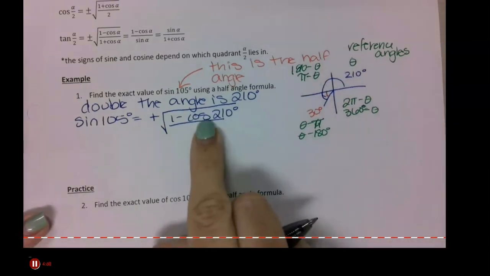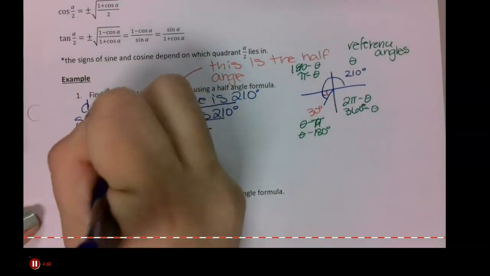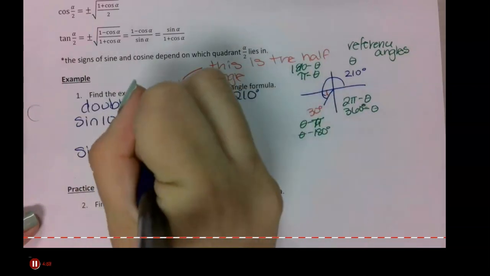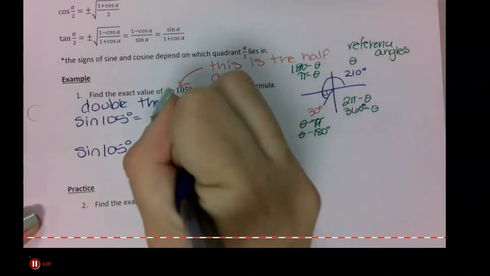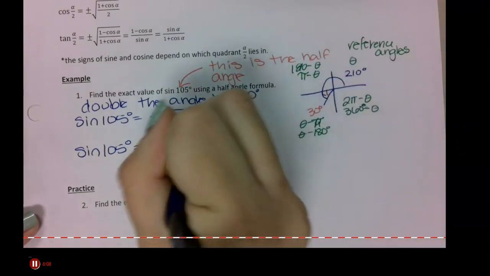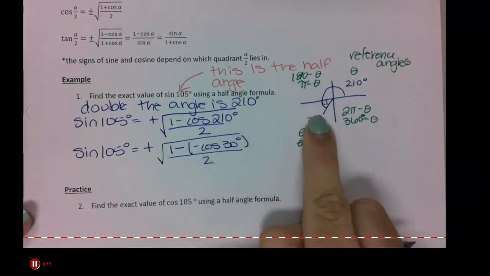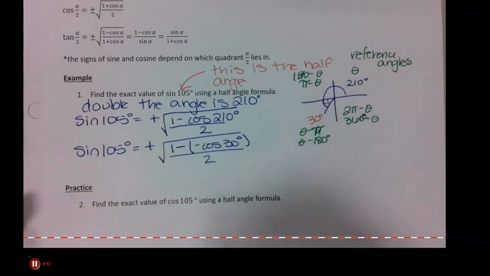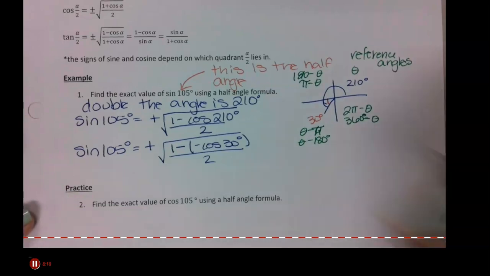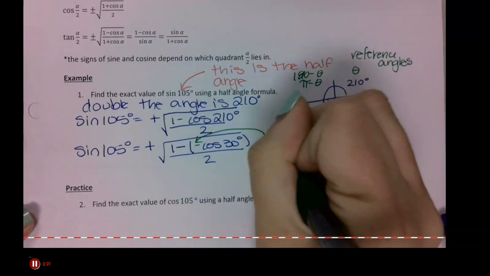So what I'm really doing is I'm evaluating cosine of 30. Is cosine positive or negative in the third quadrant? Negative. So what I'm going to do is put negative cosine 30. And this is because I'm using reference angles. So the 30 came from the reference angle. The negative came from it being in the third quadrant and cosine. And then it's negative because cosine is negative in the third quadrant.